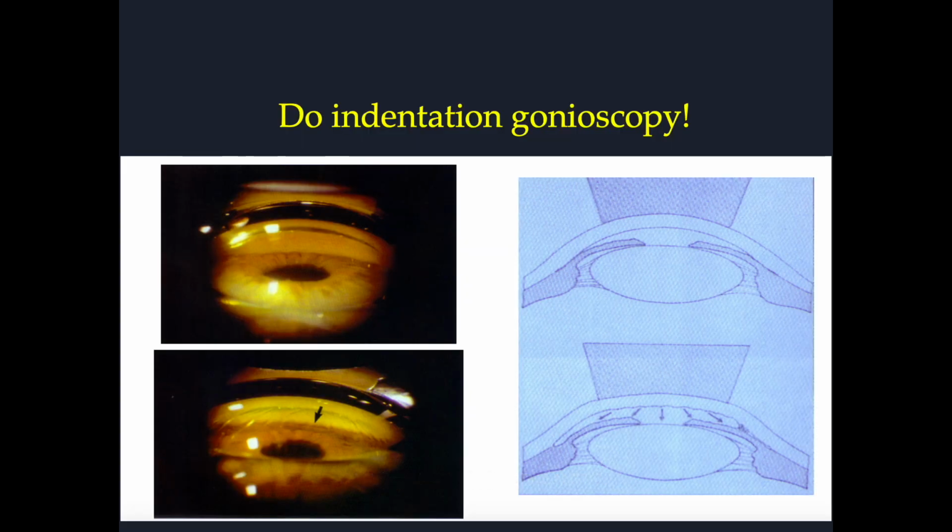The resident may also perform a maneuver called indentation gonioscopy, and this is an attempt to see if the angles can still be opened. In acute angle closure glaucoma, the angles may be closed due to some synechia, and the angles will remain closed even if performing this maneuver.